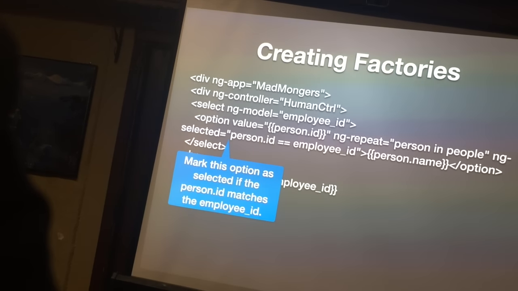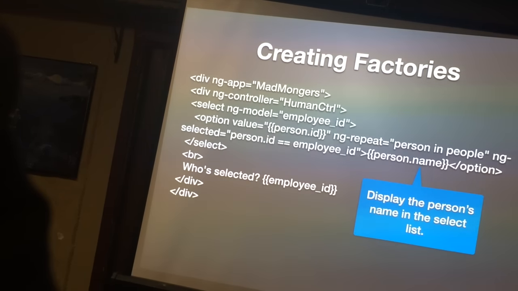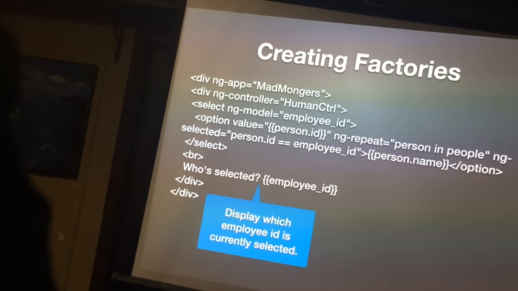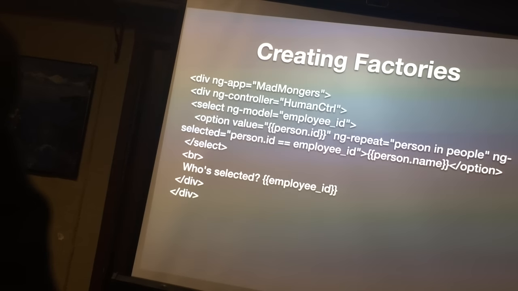All right. And then, of course, we got another template tag for the name. We want to put that in the select list, so that's the human readable part of the select list. And then, just for giggles, I'm also going to display which employee ID down here so that you can see that it's actually adjusting the model when we do that. So that's pretty straightforward.